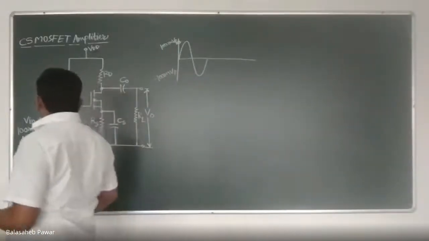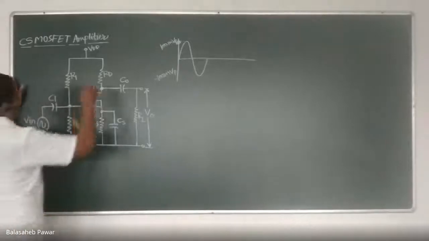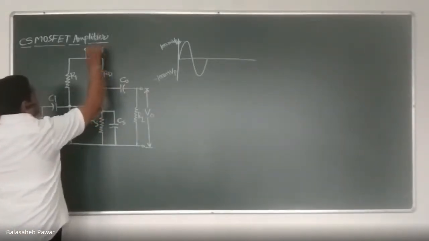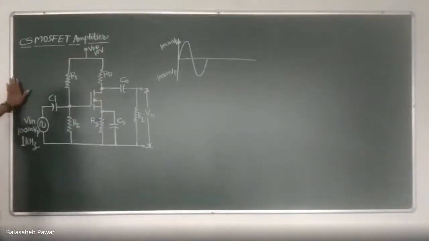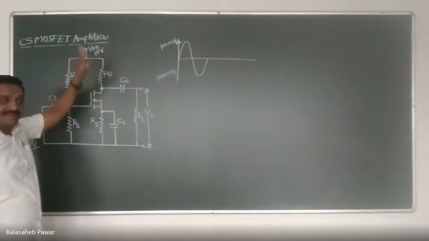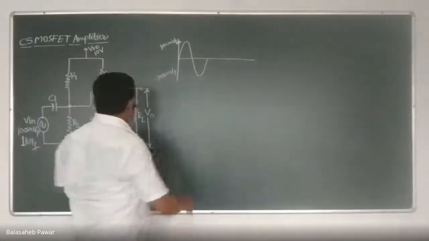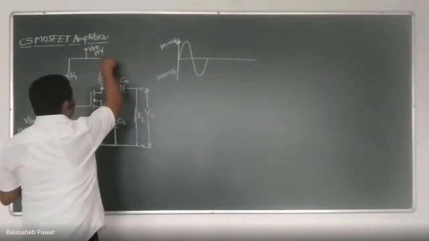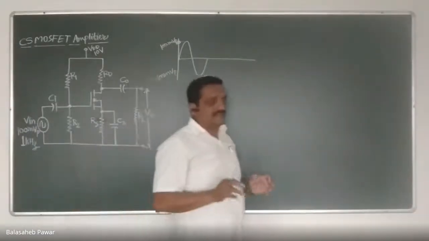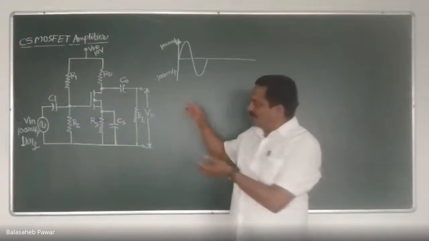Now, I will ask some questions. Suppose, as per our previous considerations and design circuit, I take this VDD as a 10 volt DC voltage. See the difference between these two. This is a DC voltage source, 10 volt. It is used for the working of this amplifier circuit.